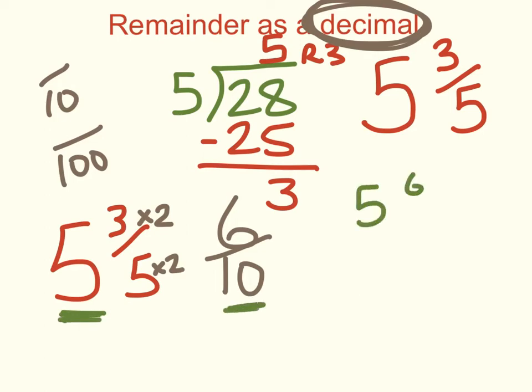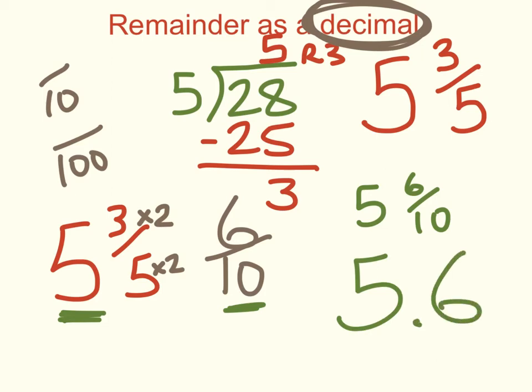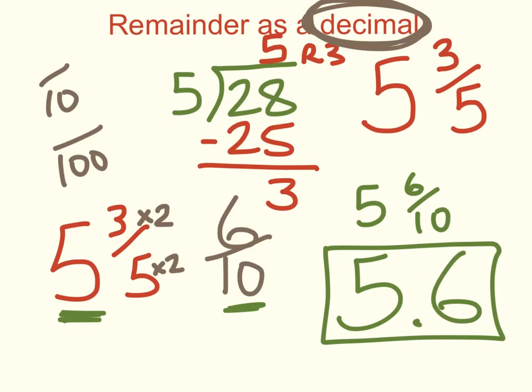5 and 6/10, I know how to write 6/10 as a decimal, 0.6. But instead of writing 0.6, I'm going to do 5.6. And that's the answer. Let's do one more question together. Let's try this one. 13 divided by 2.